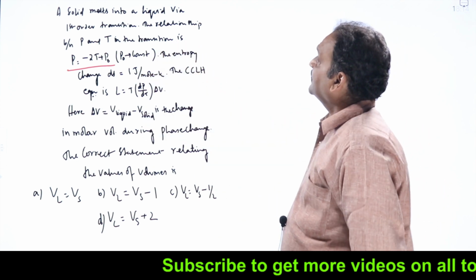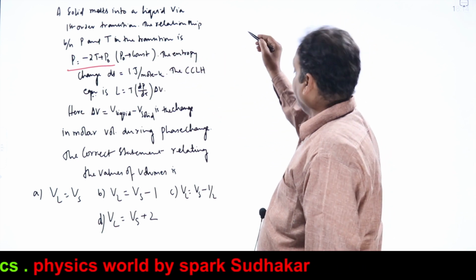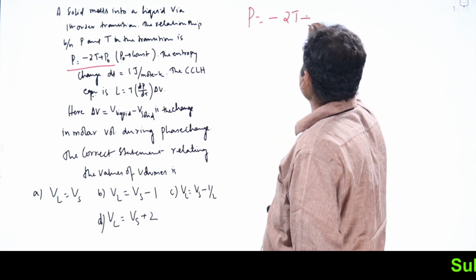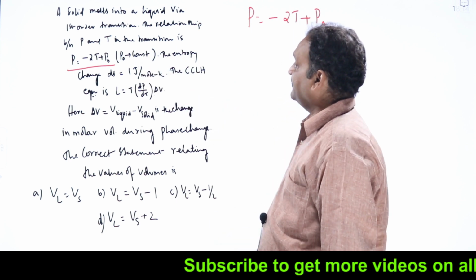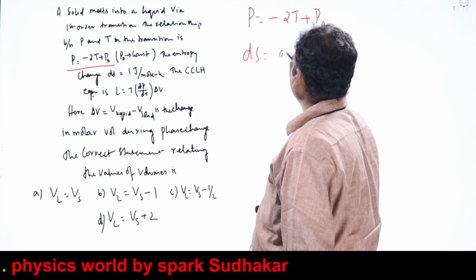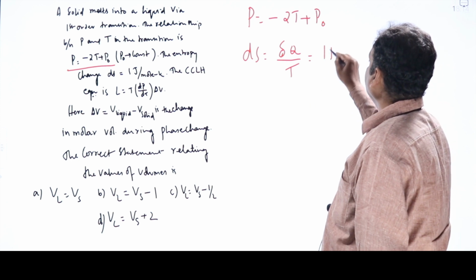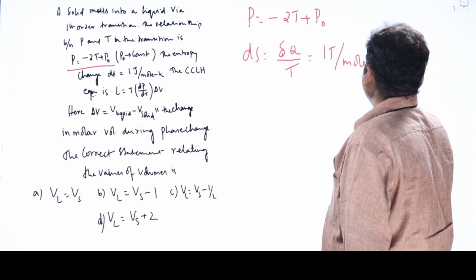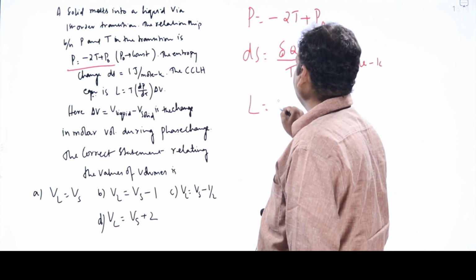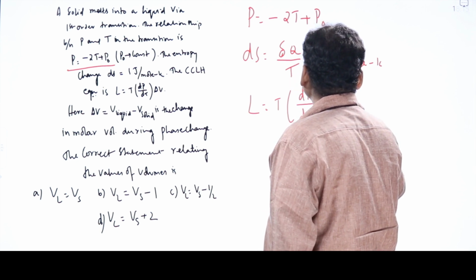We see now a solid melts into a liquid via first order transition. It's understood. The relation between pressure and temperature is P equal to minus 2T plus P naught, where P naught is a constant he has given. The entropy change dS, what is dS equal to in general? Delta Q by T. The general formula for change in entropy is equal to 1 joule per mole Kelvin. That's the data given. The Clausius-Clapeyron latent heat equation he gave as L equal to T into dP by dT into delta V.